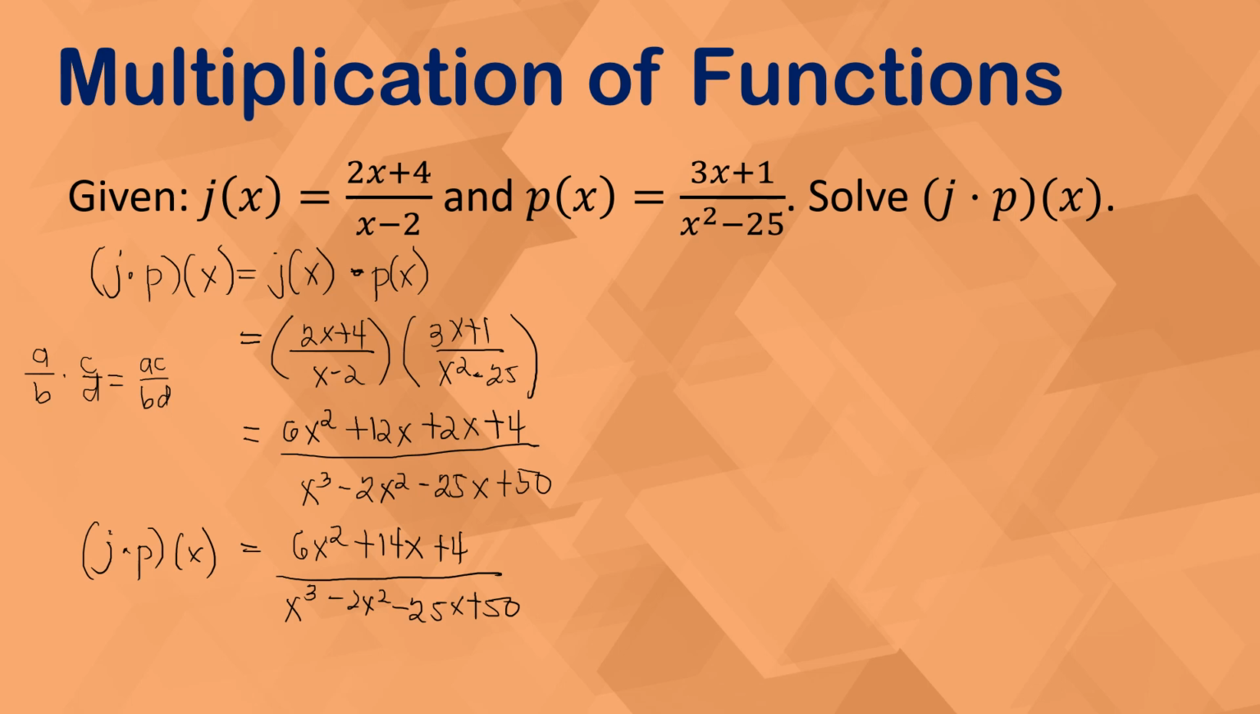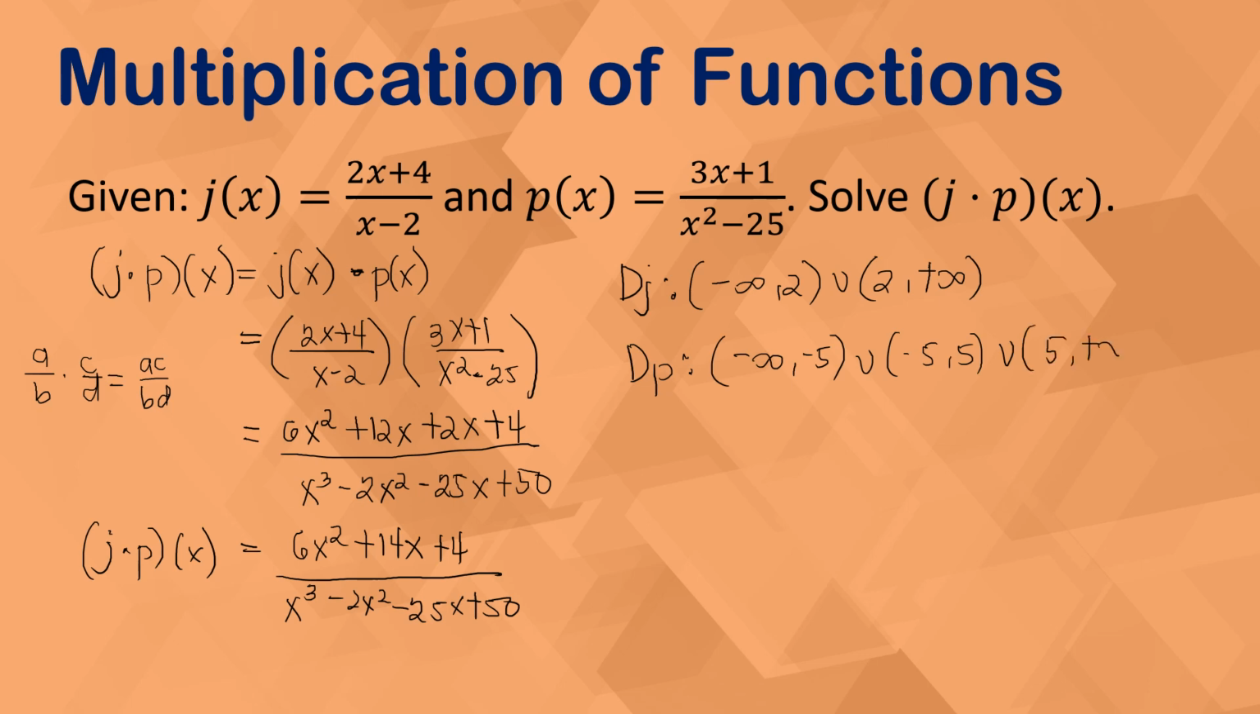So for the domain, we will look into the values of x that we will exclude from the domain. For d sub j, the domain is all real numbers less than 2, union of all real numbers greater than 2. While for d sub p, the domain is all real numbers less than negative 5, union of negative 5 and 5, union of all real numbers greater than 5.